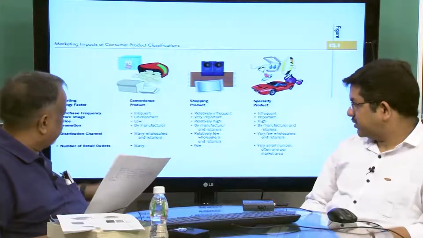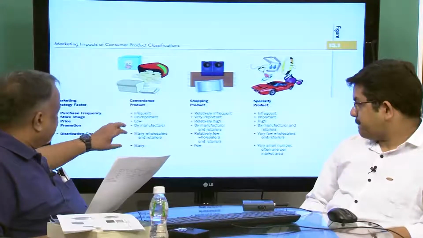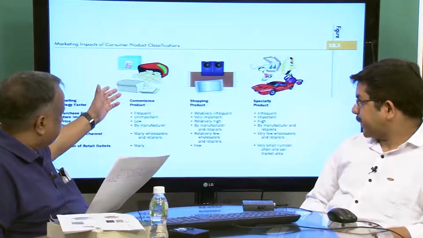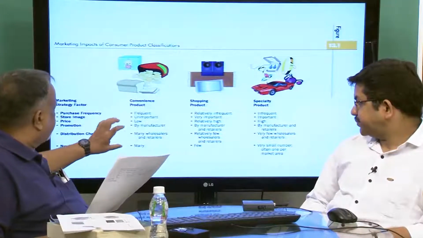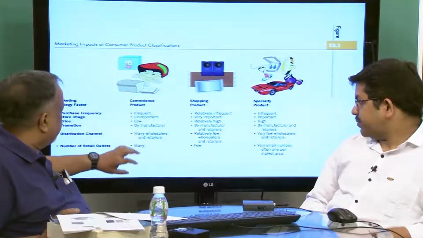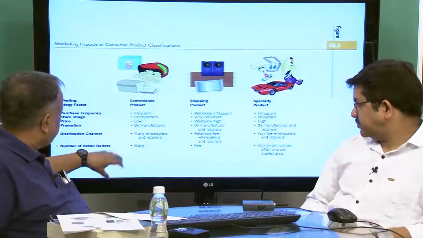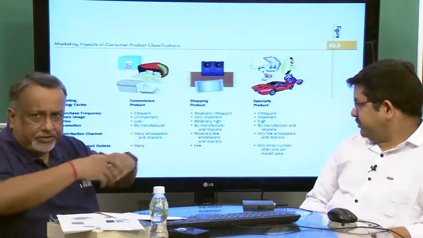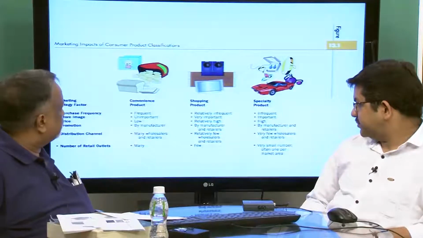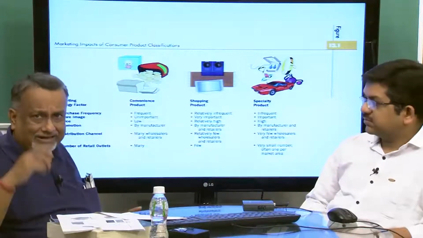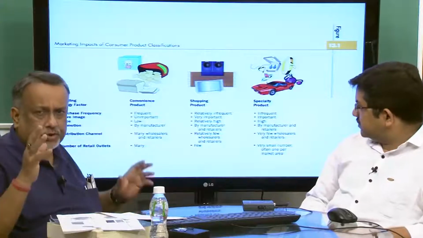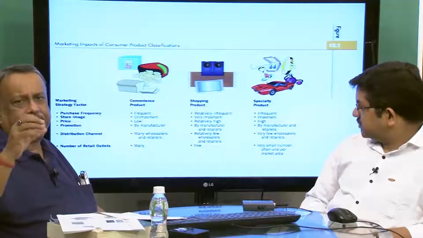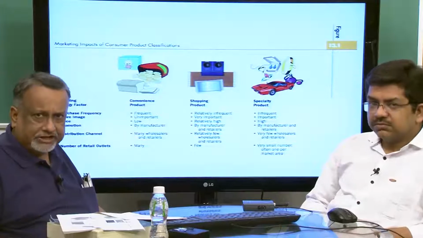And you will buy it from any place. The price usually, each transaction value, is low, and promotion responsibility remains with the manufacturer, and distribution will be many wholesalers, many retailers. So, you will have a widespread distribution. So, you see the product nature has close correlation with what kind of place or distribution strategy you are going to follow.